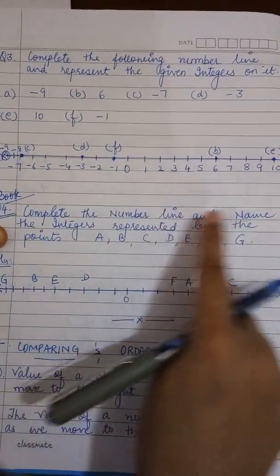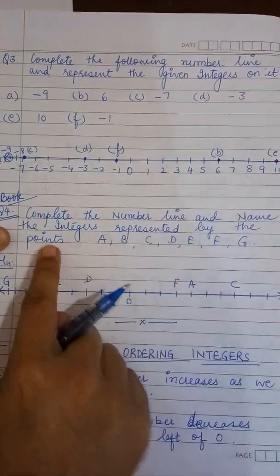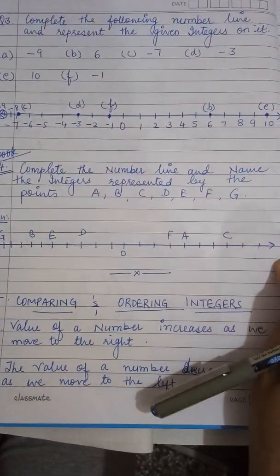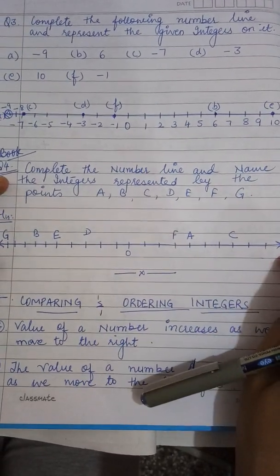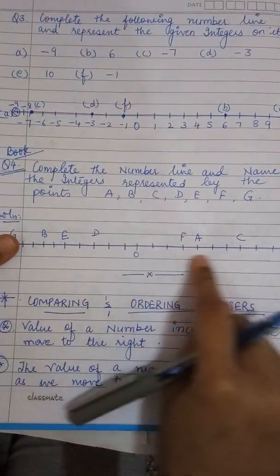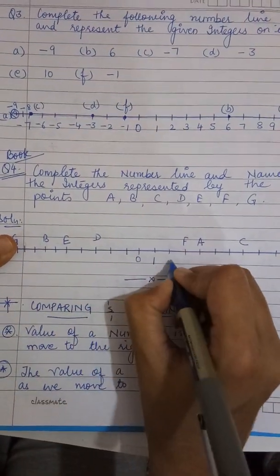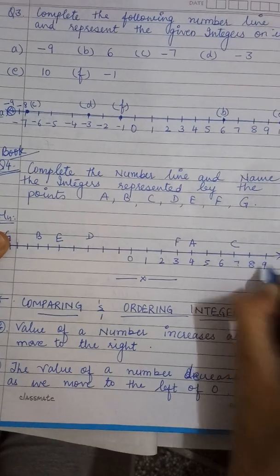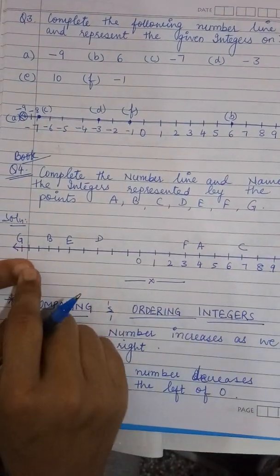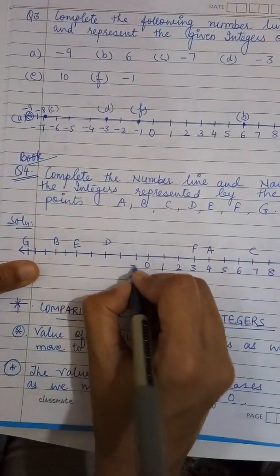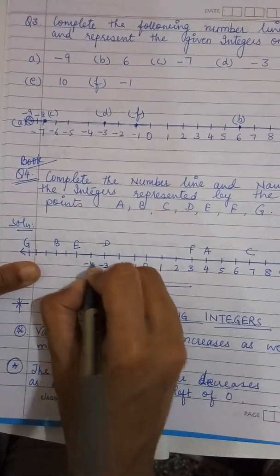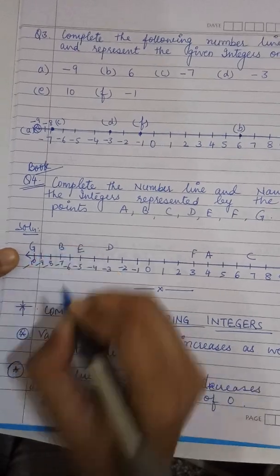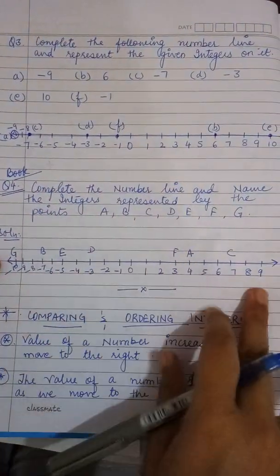Complete the number line and name the integers represented by the points. You have to complete the number line. Now this number line is already given in the book. What you have to do is complete it. That means you are going to write the numbers 0, 1, 2, 3, 4, 5, 6, 7, 8, 9. Okay, and after that minus 1, minus 2, minus 3, minus 4, minus 5, minus 6, minus 7, minus 8, minus 9, minus 10. So these are your integers. So we have completed the number line.